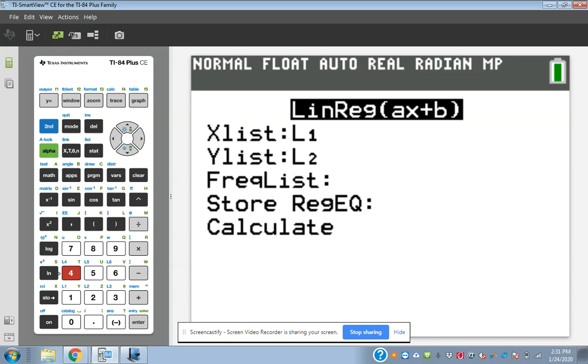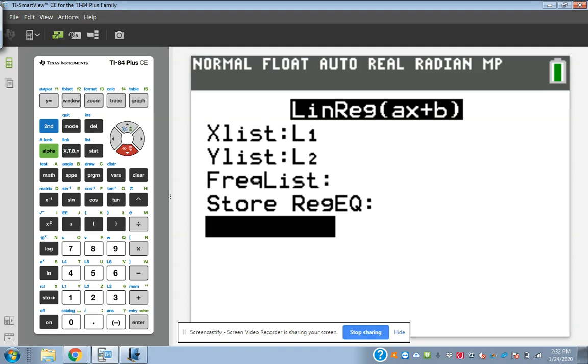All right. If yours doesn't have that in the X list, to get L1, hit second, number 1. To change the Y list to list 2, hit second, number 2. And then you got them. Anybody else? All right. Now, frequency list should be blank. So if you've got something there, hit the delete button and it'll get rid of that. Store regression equation, we're just going to write it down. We're not going to store it anywhere. And then the last line is calculate, and that's the go to it button.